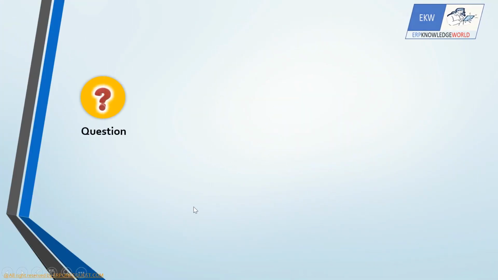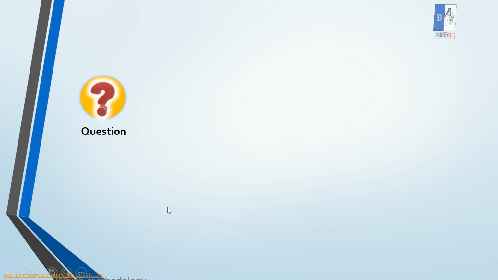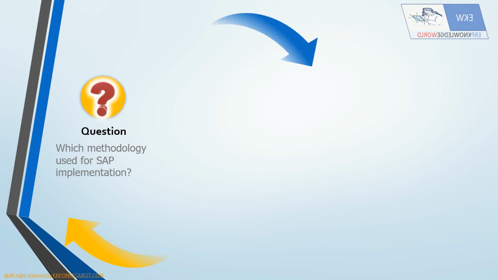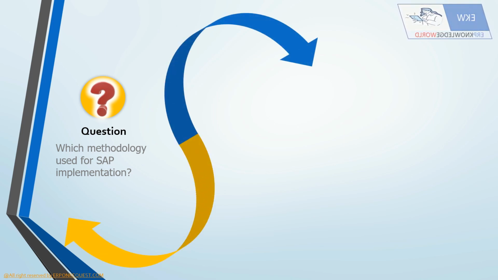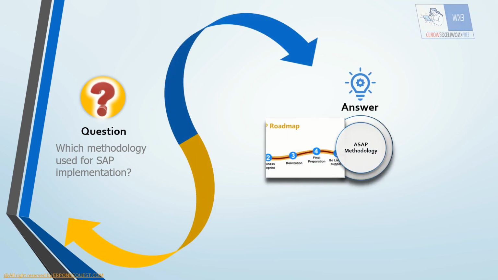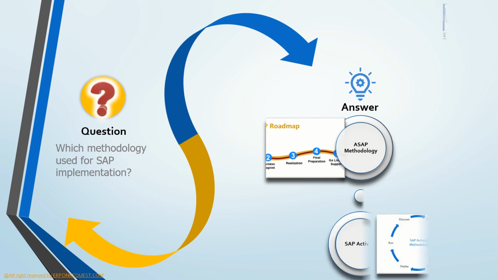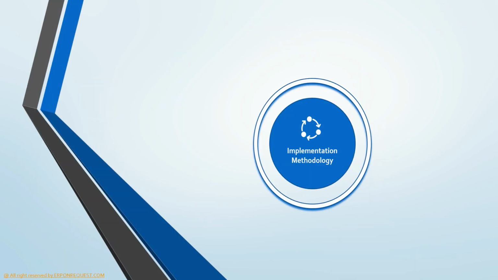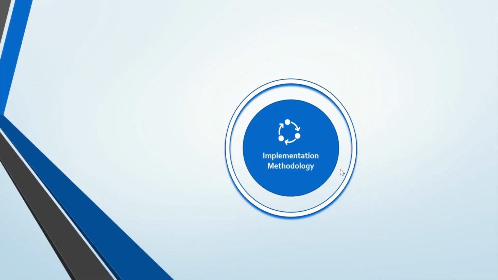So now let's move to the next, which is what is the implementation methodology. Implementation methodology is basically we are using the ASAP methodology and SAP Activate. ASAP is the accelerated SAP methodology, which we use for waterfall, and SAP Activate is basically for the cloud. So let's go to the details here.